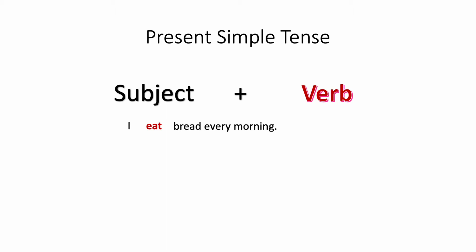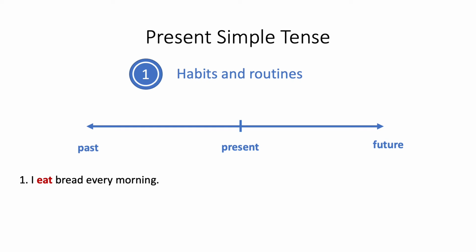What does this sentence mean? Now, when I say I eat bread every morning, it means I do it on a regular basis. Now you see a timeline on your screen. On the far left is the past. In the middle is the now or the present. And on the other side, it is the future. So you know that I eat bread every morning on Sunday, Monday, Tuesday, Wednesday, Thursday, Friday, Saturday, and so on. So you can see that this action repeats.